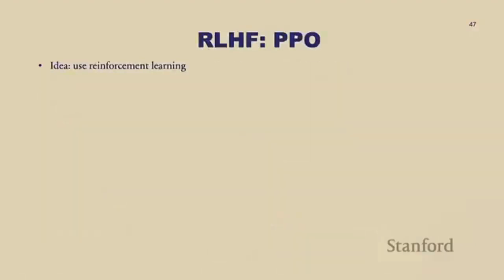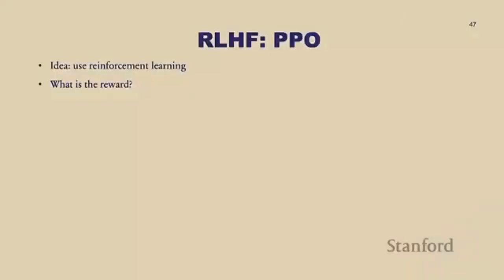There are two ways that we're going to talk about, and two that are mainly used in the community. The first one is simply the idea of using reinforcement learning. So hopefully you all know what reinforcement learning is now. When you think about using reinforcement learning, one important question is, what is the reward that we're optimizing? In this case, there are really two options that I could think about.